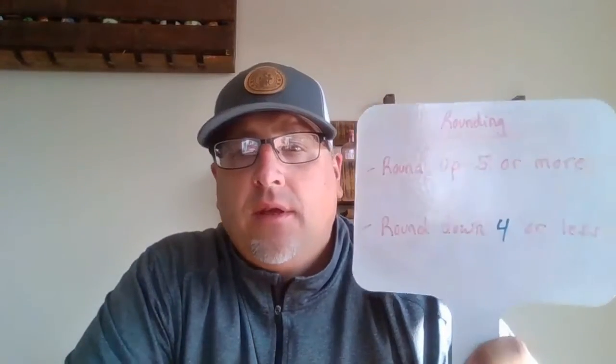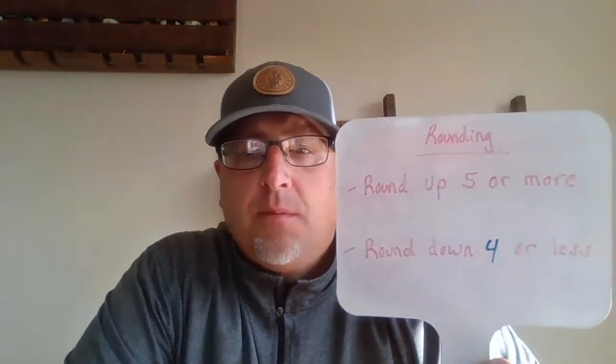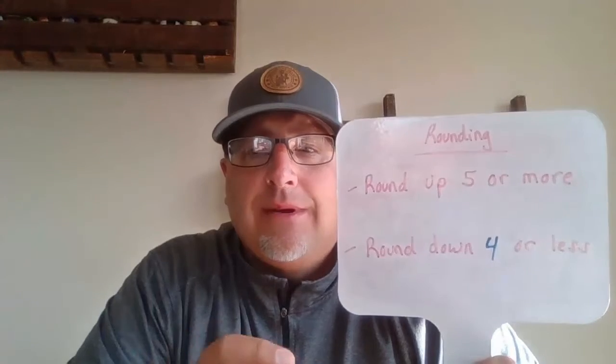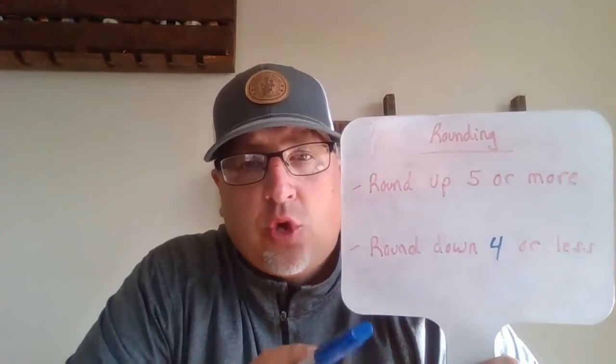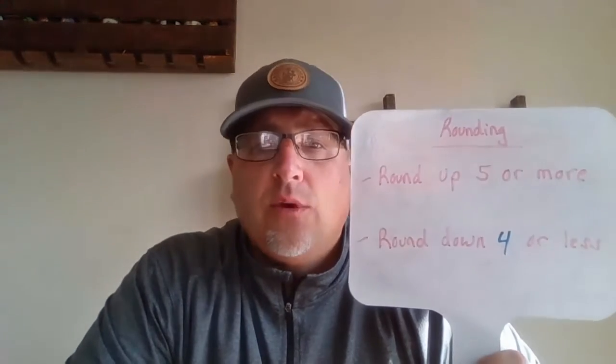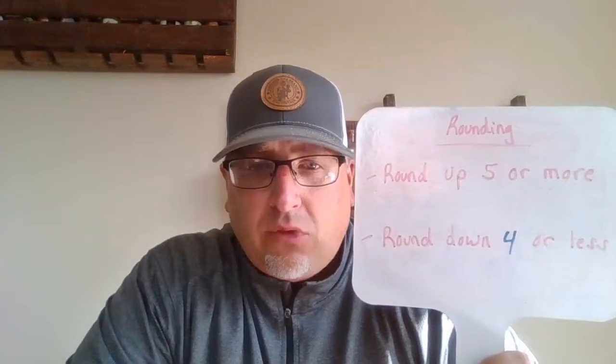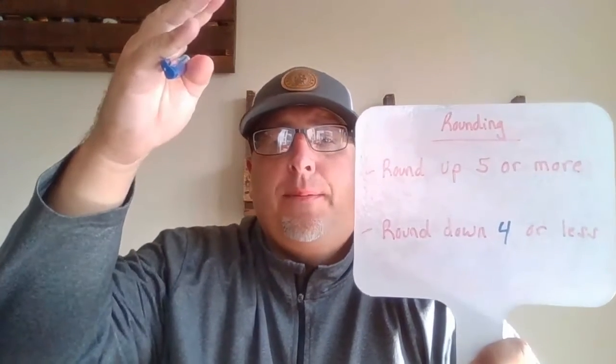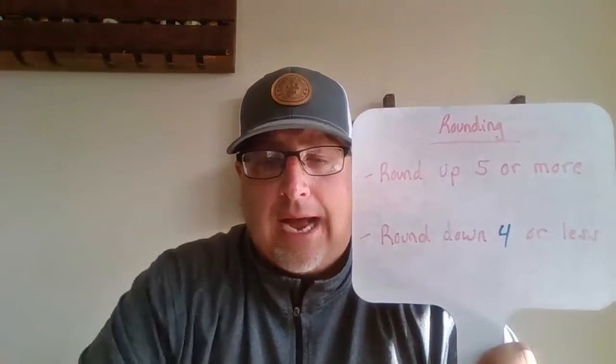And when we round, we have to think of a basic rule. If we're going to round up, we see 5 or more. So if we see a number 5, we're going to round up. If we're going to round down, we're going to see 4 or less. I'm going to give you a 2-digit number, and we're going to look in the ones position and see what that number is. If it's 5, we're going to round up. If it's 4, we're going to round down.